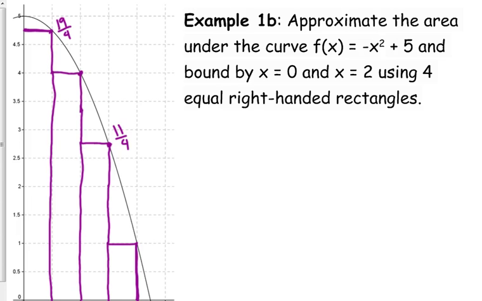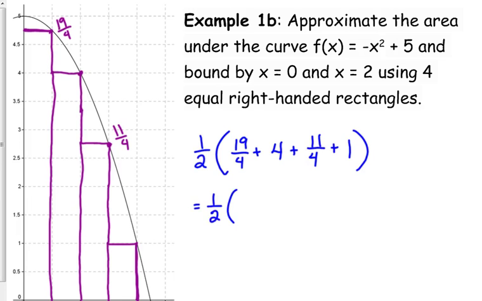I'm going to do it the way I mentioned. They all have a width of 1/2. So when I add up all the areas, really I can take out that 1/2 and I'm just going to add up their heights. So we have a height of 19 over 4. We have a height of 4. We have a height of 11 over 4. And we have a height of 1. So let's see here. That gives us 30 over 4, which is 15 over 2. Plus 5, so that's 10 over 2. So we get 25 over 4 for our approximation.